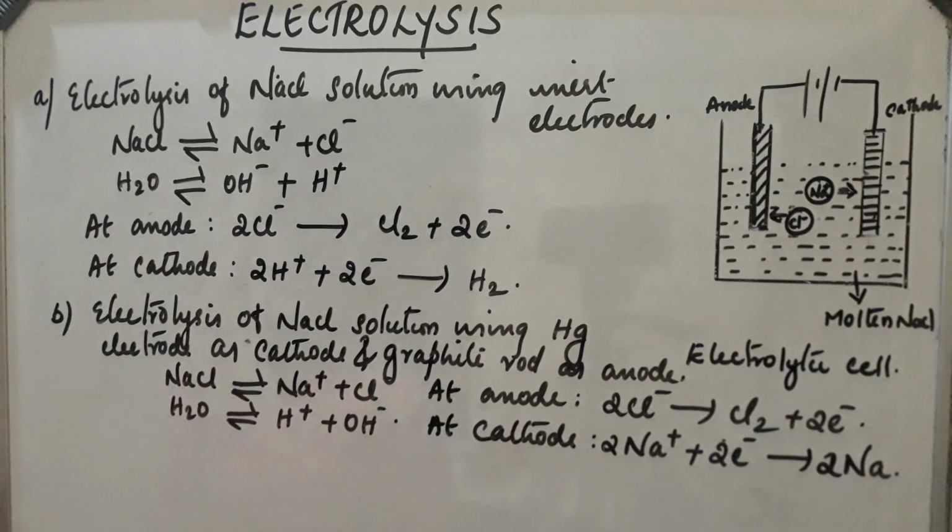This is due to the discharge potential of Na+ being less than H+ towards mercury. So Na+ discharges at the cathode. This is the second process. Now the third process.